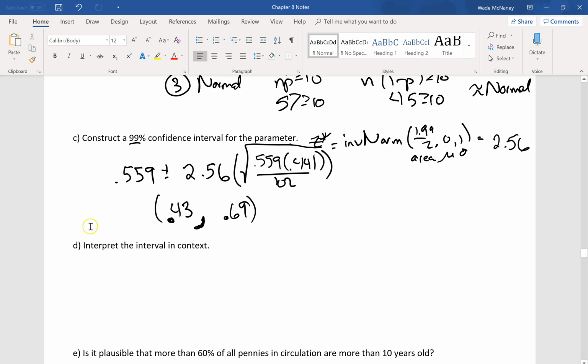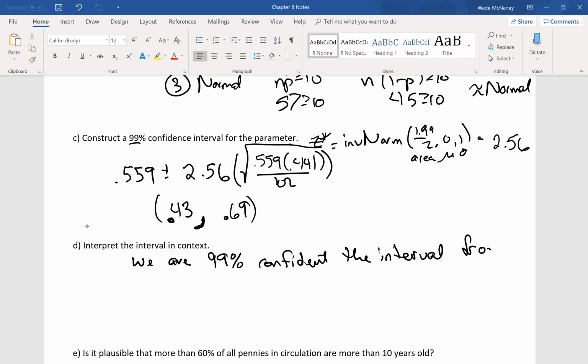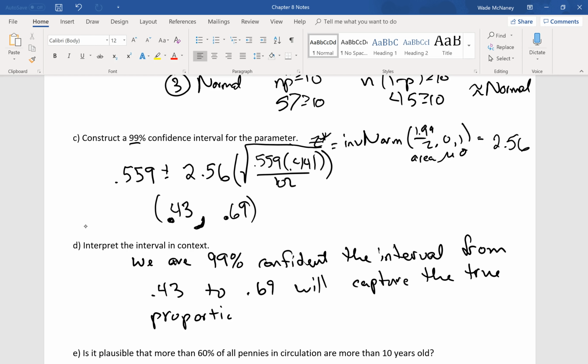Okay, so then we turn to our interpretation. Down here, we are 99% confident the interval from 0.43 to 0.69 will capture the true proportion of pennies over 10 years old.